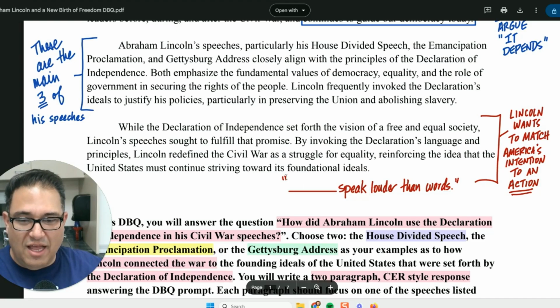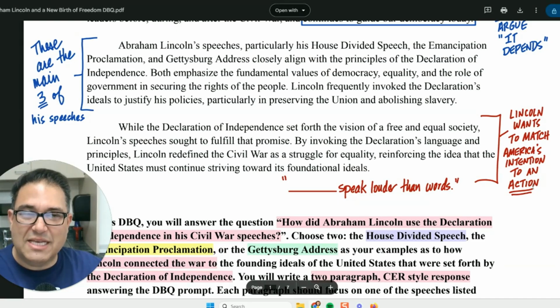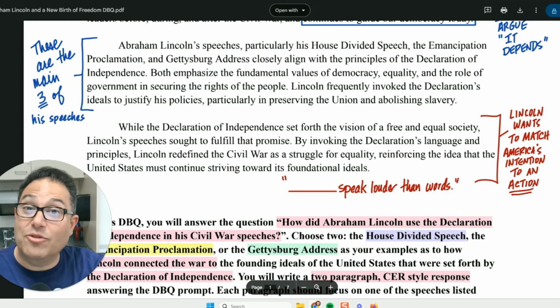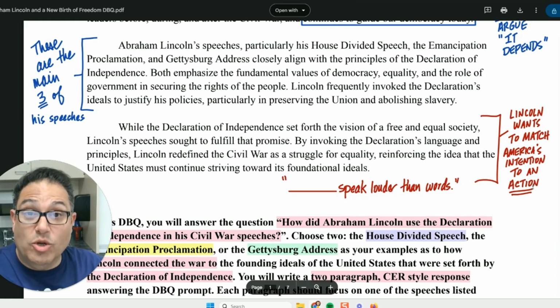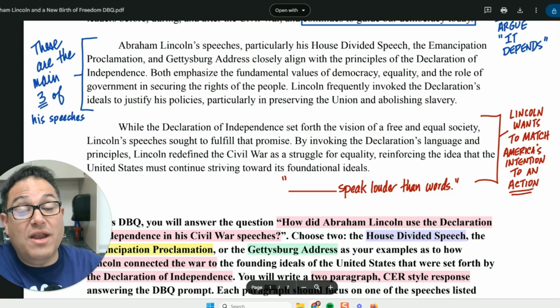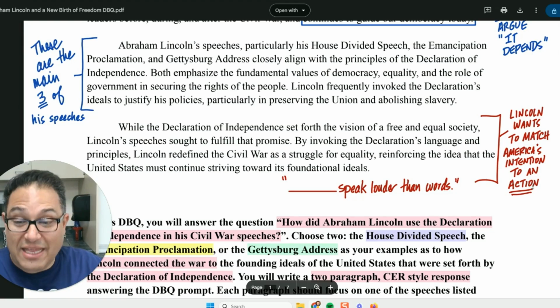You've heard of this phrase before. Some of you have heard of this. Blank speak louder than words. What things speak louder than words? It's actions. So Lincoln wanted our actions to match the words of the Declaration. We say all men are created equal. Let's actually put that into action.